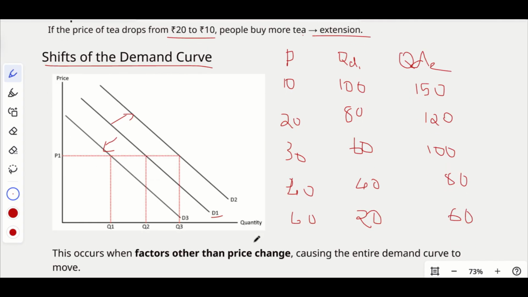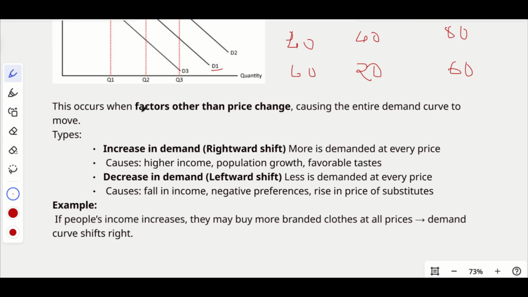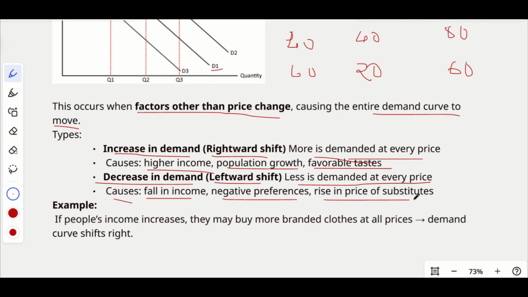This occurs when factors other than price change, causing the entire demand curve to move. There are two types: an increase in demand and a decrease in demand. If the demand is increasing, there will be a rightward shift. More is demanded at every price. Causes include higher income, population growth, favorable taste, and climatic changes. At the same time, there is a decrease in demand, a leftward shift. Less is demanded at every price. The causes are a fall in income, negative preferences, a rise in the price of substitutes, etc.